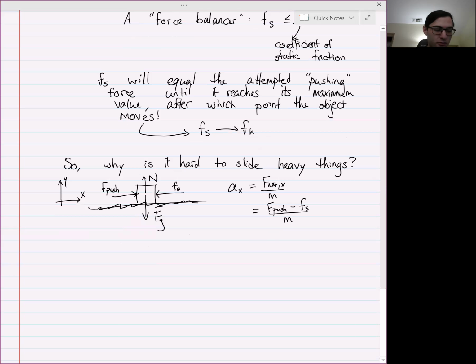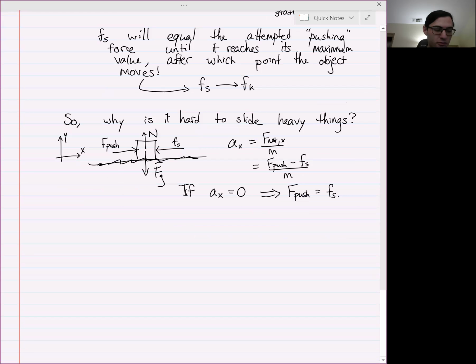And so, if this is zero, if the frictional force is preventing us from moving the object, that means a_x is zero, which implies that the pushing force is equal to the frictional force, or rather that the frictional force is countering the pushing force. And so now let's think about this. That means that the frictional force can take on a range of values, right? It can be from zero all the way up to some high value.